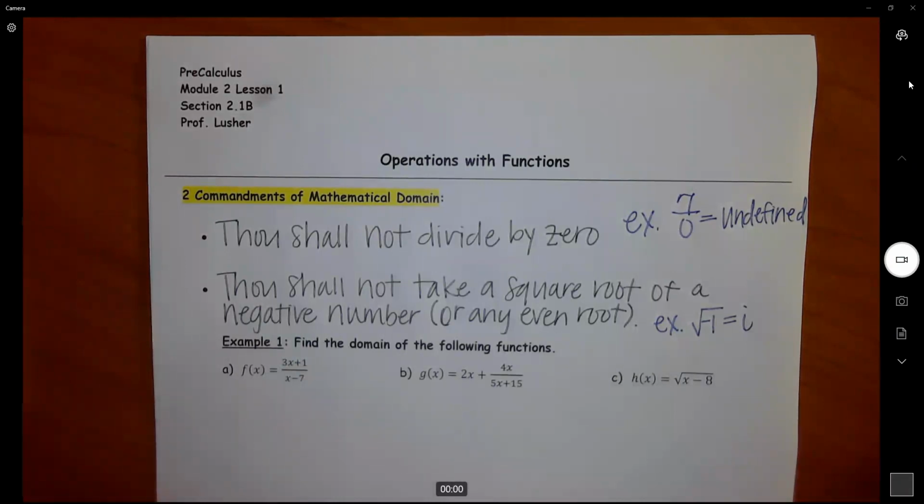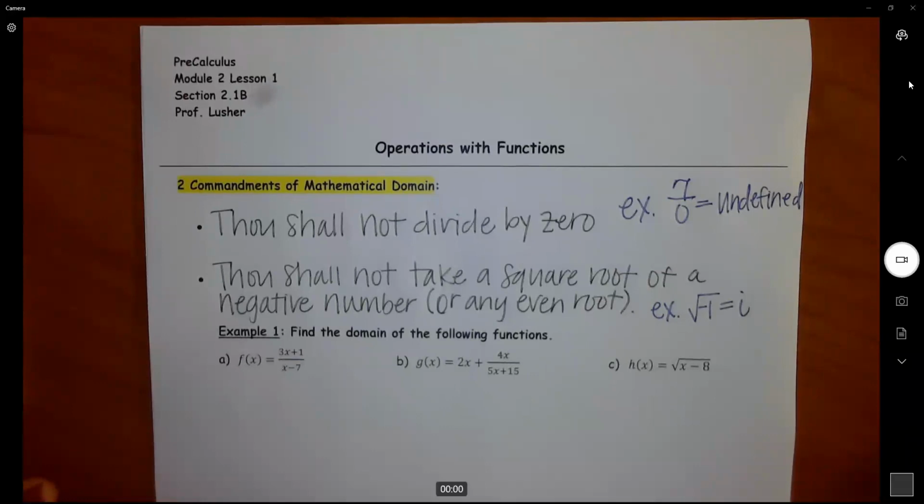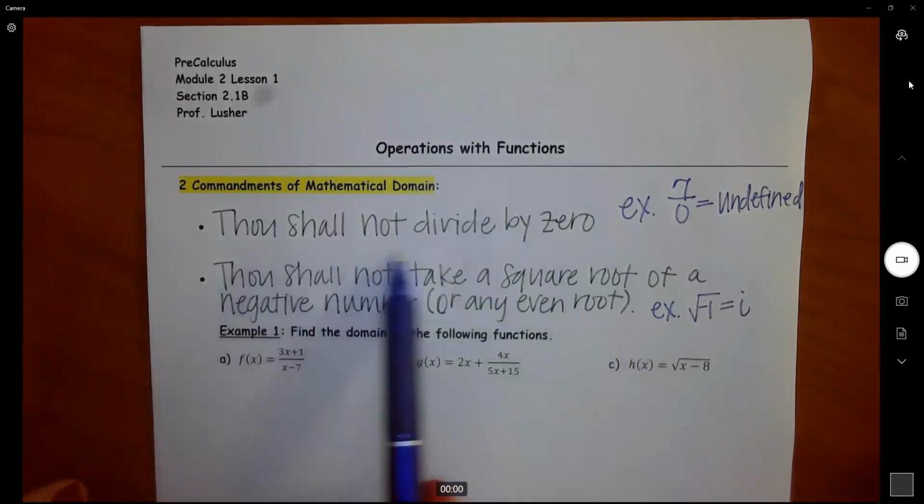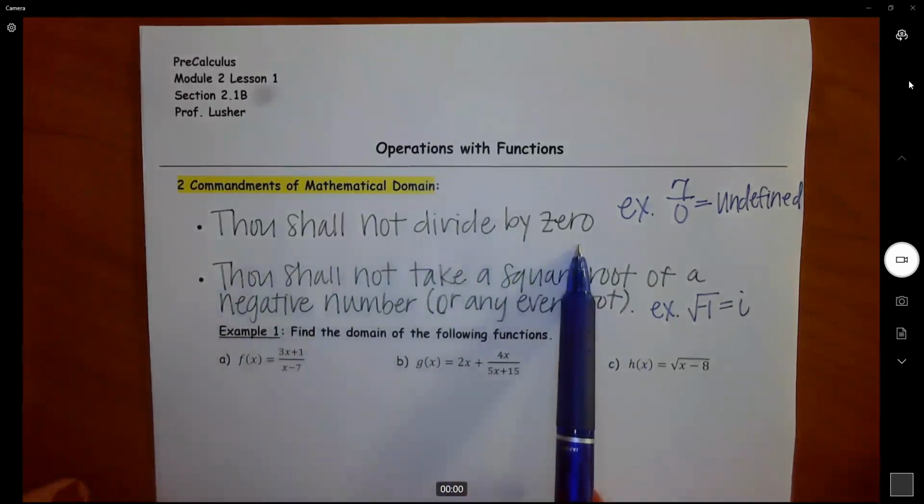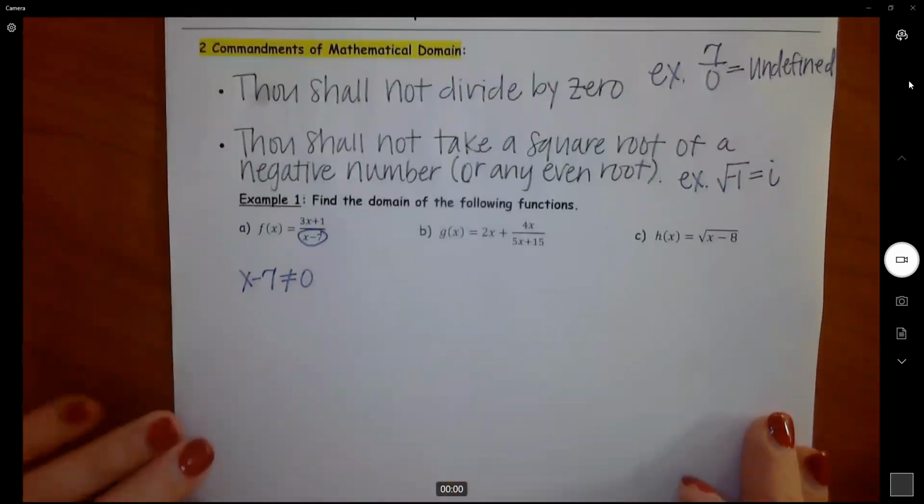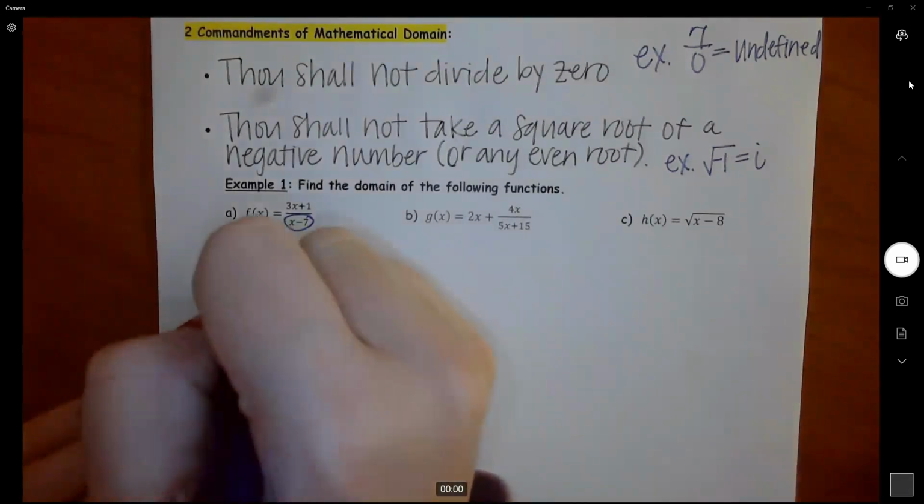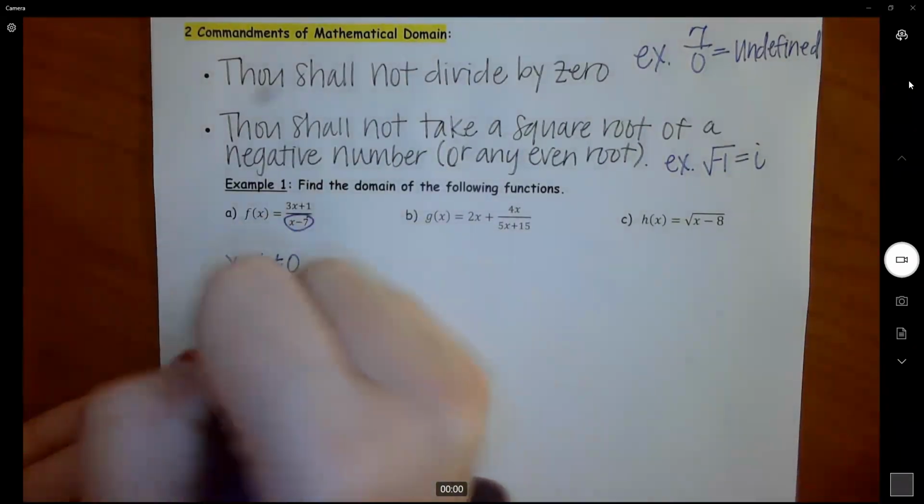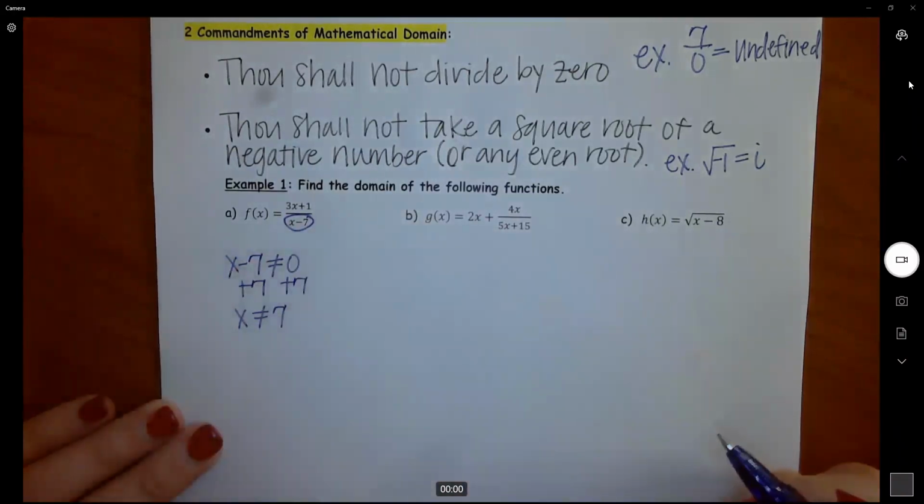So in our examples here, we need to find the domain of the following functions. So in this first one here, and by the way, if you didn't get a chance to write this down, just go ahead and pause the video and write it down and then resume. But in this first one here, I need to worry about making sure that I don't divide by 0. So I'm going to take whatever's in this denominator, and I'm going to say that it cannot equal 0, and then I'm going to solve. So we'll add 7 over, and we find out that x cannot equal 7.